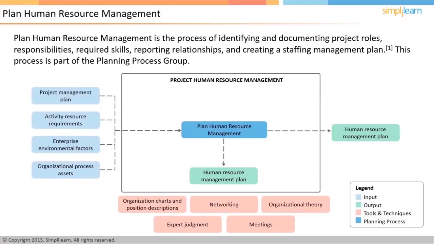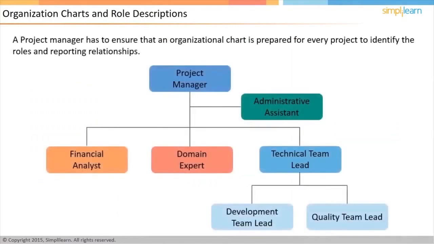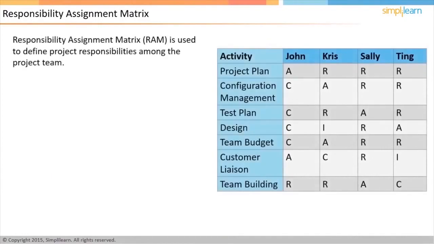In the next screen, let us discuss organization charts and role descriptions. A project manager needs to make sure that there is an organization chart prepared specifically for the project. It should clearly identify the roles and the reporting relationships between them. A sample organization chart is shown on the slide. Another way of clearly delineating responsibilities among team members is by using a responsibility assignment matrix. One form of responsibility assignment matrix is the RACI chart.